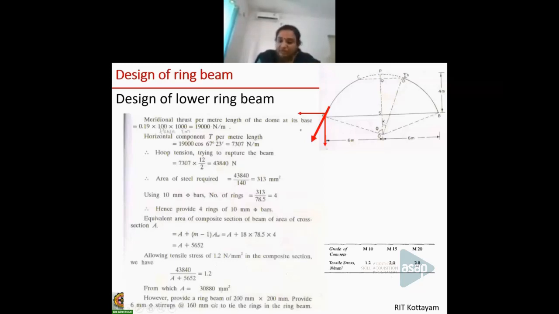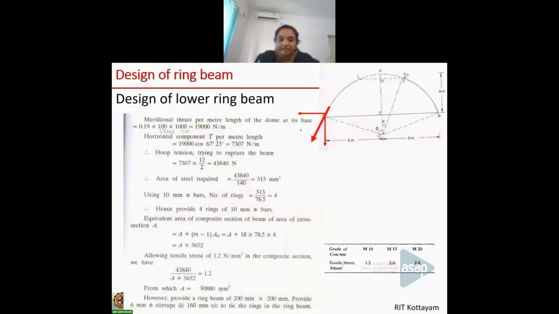You can get a reduced value or assume a reduced value, and then apply in this force divided by the equivalent area is equal to stress equation. You will get the area. And once you have this area, you can divide that and find out the B and D values. So here, even though it is 330,880, they have provided 200 by 200, which will give 400 as the area of the ring beam.